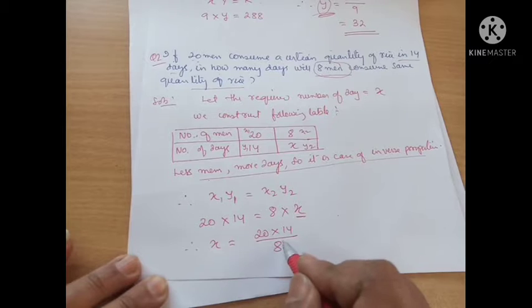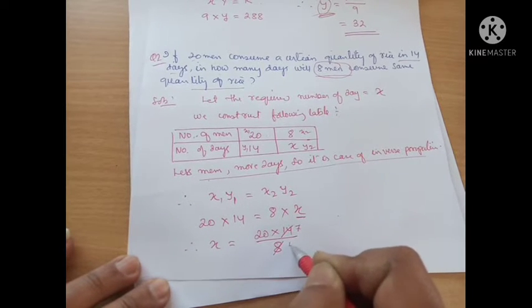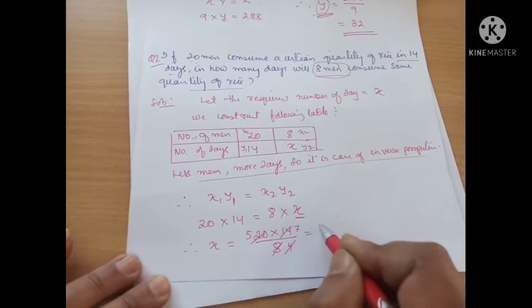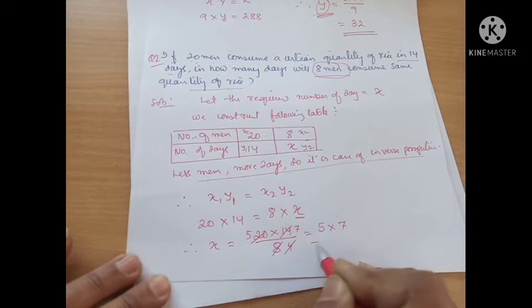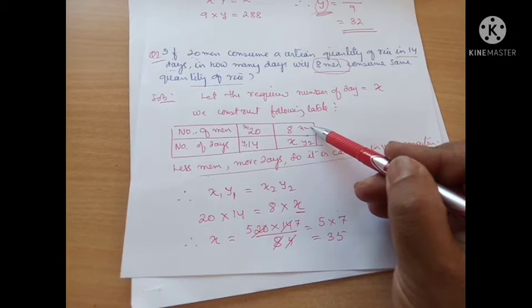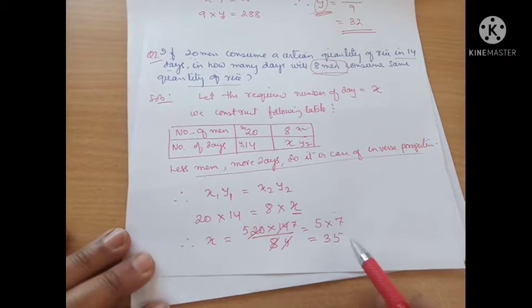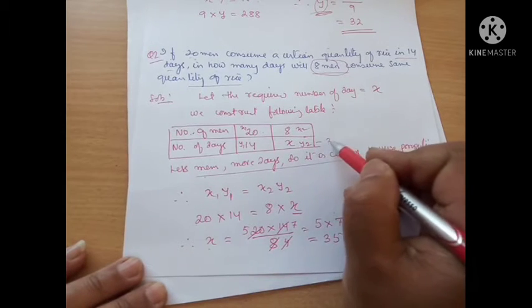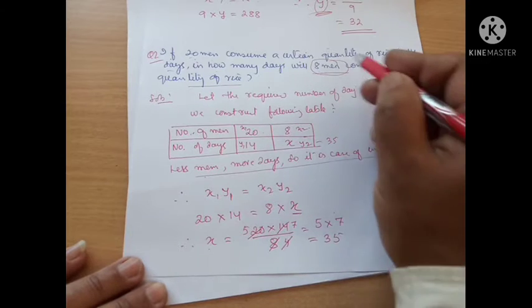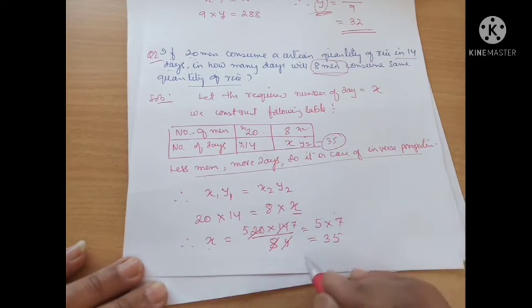So it becomes, if you divide 7 4, here comes again 5. The remaining is 7 into 5, which means 35. Less men means 8 men, that means more days. So x equals 35. That means when 8 men consume the same quantity of rice, it will last 35 days.